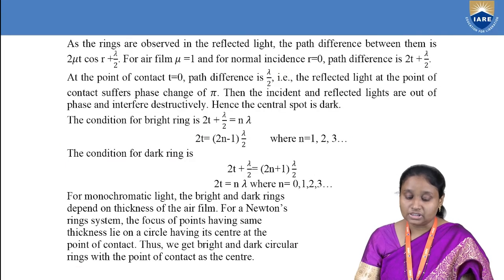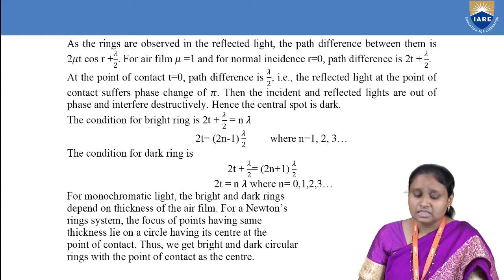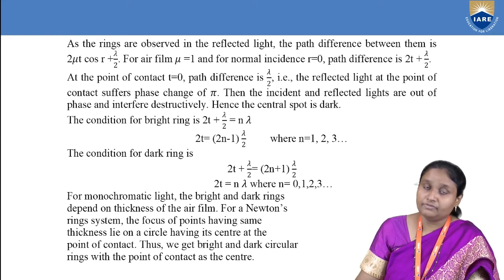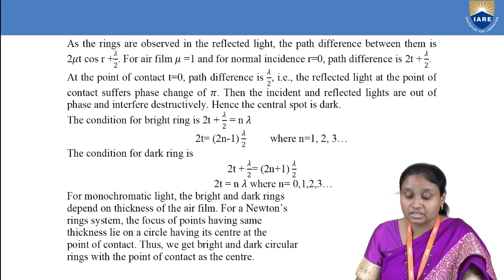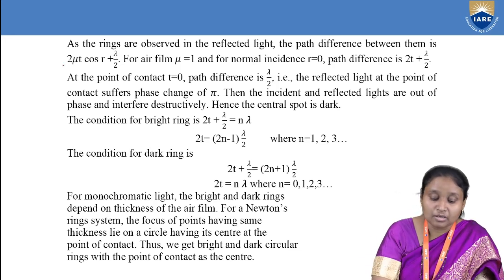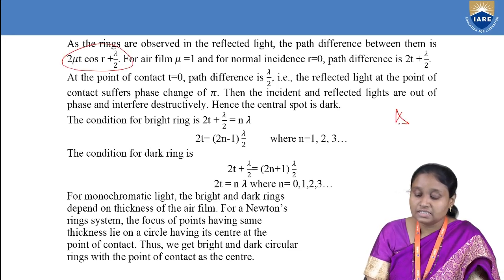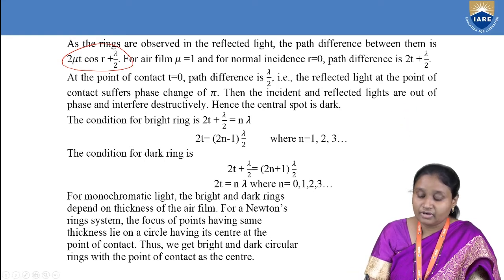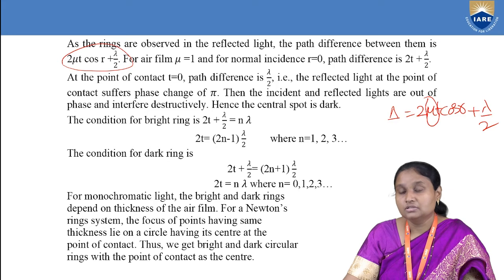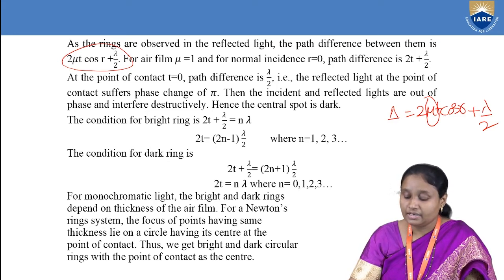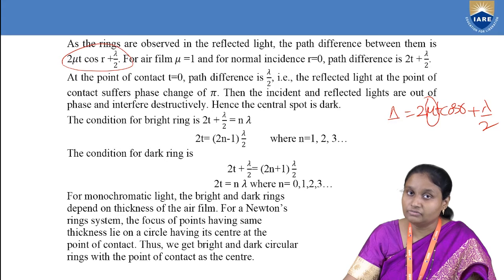When we proceed further, already we have discussed interference in thin films, where we took a thin film of uniform thickness, and in that case the path difference came out to be 2 mu t cos r plus lambda by 2. What is mu? Mu is the refractive index of the medium we are taking. In our case it is an air film, so we can conveniently take it as 1. If you take glass, then we have to consider the refractive index of the glass.